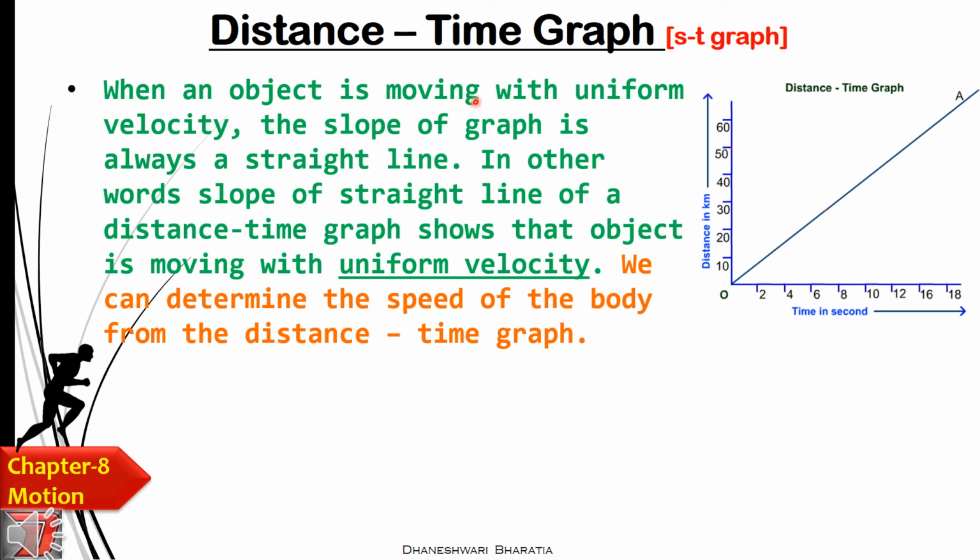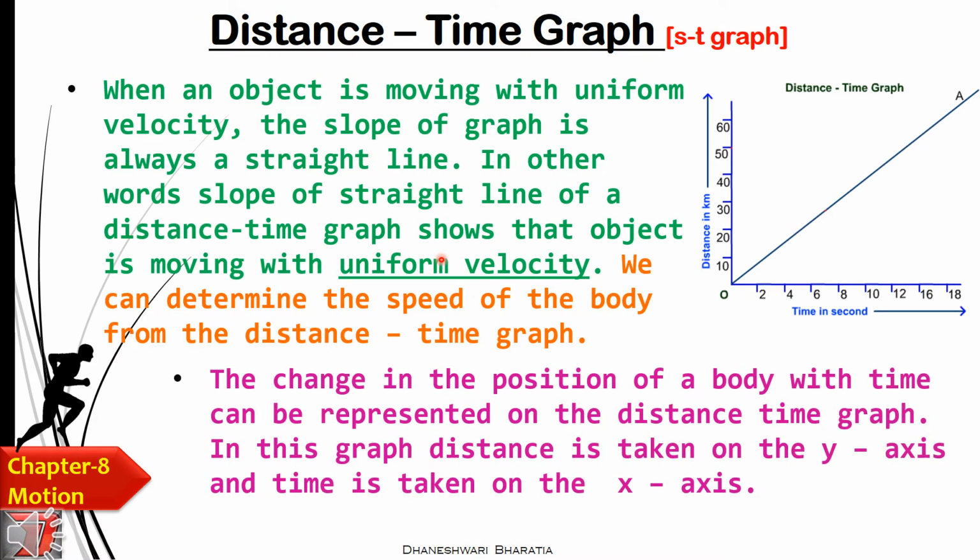So when the object is moving with uniform velocity, the slope of the graph is always a straight line. In other words, the slope of a straight line on a distance time graph shows that the object is moving with uniform velocity, and we can determine the speed of the body from the distance time graph. Here, the change in the position of a body with time can be represented on the distance time graph, and here we have taken the distance on the y-axis and the time on the x-axis.